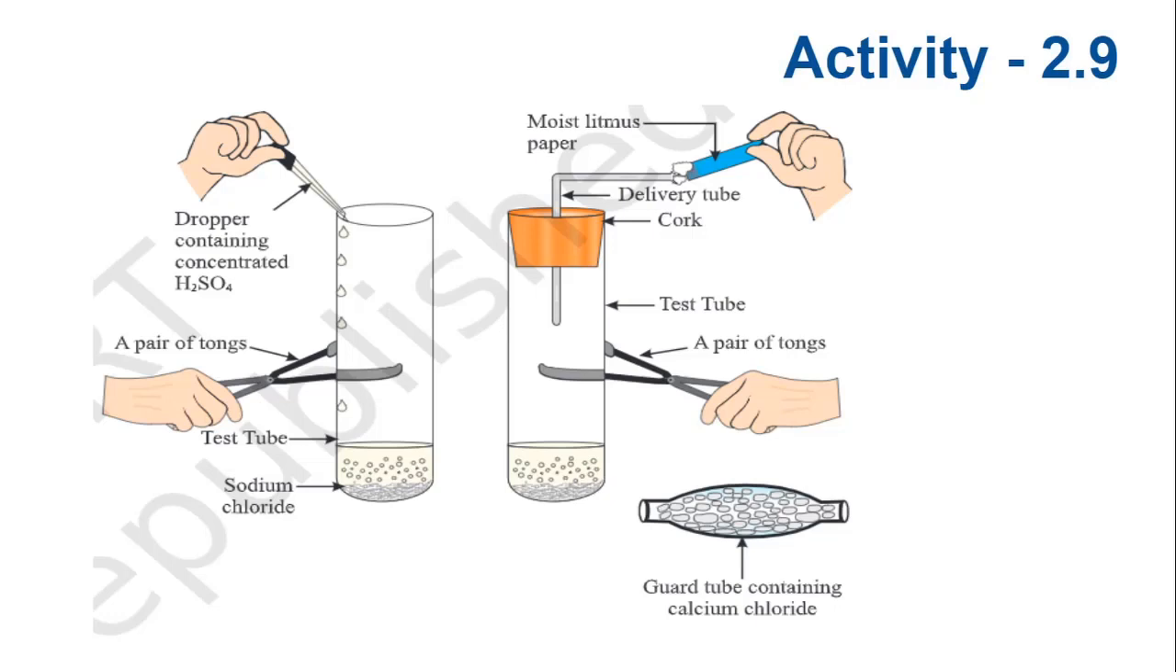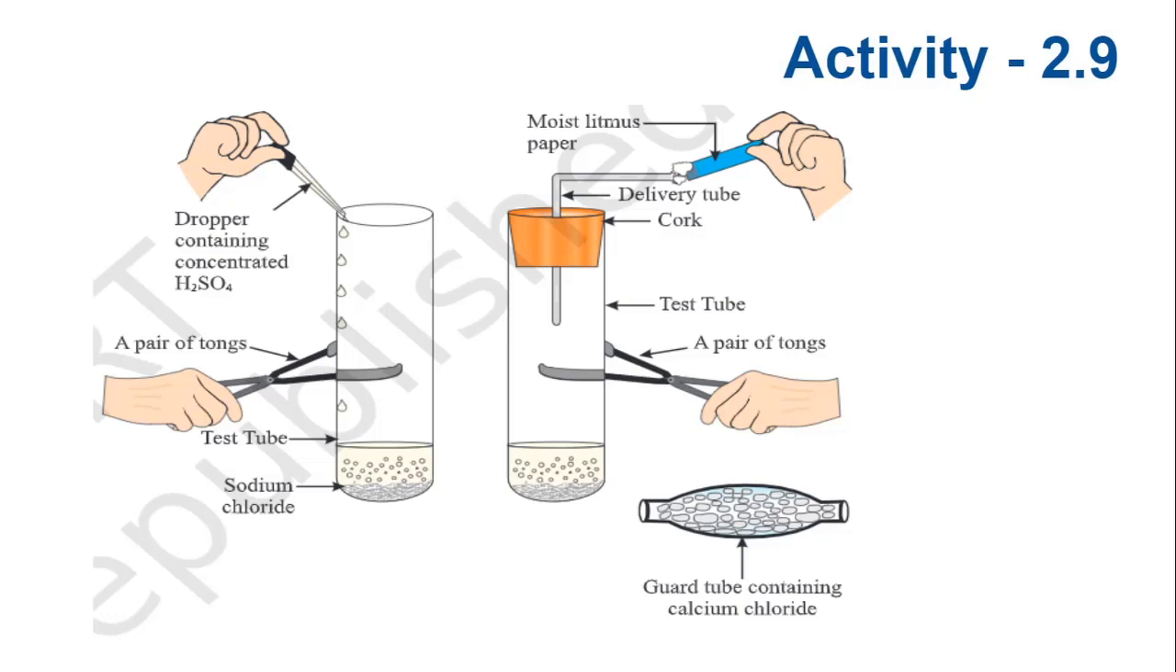Is there a gas coming out of the delivery tube? Is there any gas that we have to observe? Then test the gas evolved successively with dry and wet blue litmus paper. In which case does the litmus paper change color? We have to observe that. On the basis of the above activity, what do you infer about the acidic character of the first one, dry HCl gas, or the second one, HCl solution?